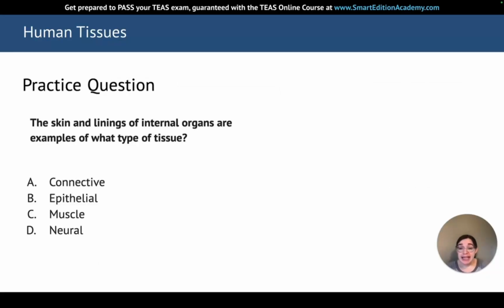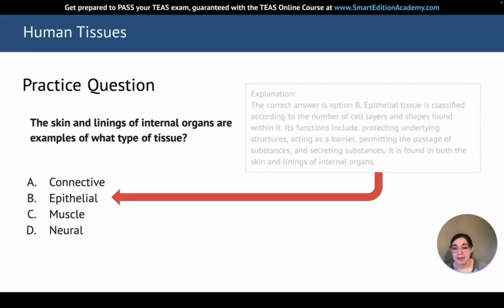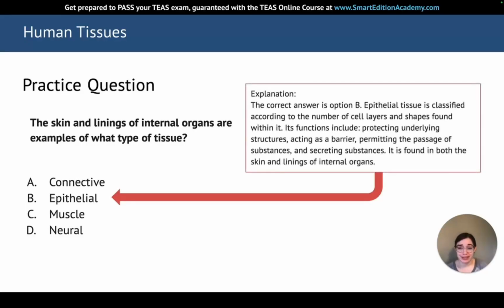So the skin and linings of internal organs are examples of what type of tissue. Is it A, connective? Is it B, epithelial? Is it C, muscle? Or is it D, neural? And the correct answer is option B. Epithelial tissue is found in the skin as well as in the linings of internal organs.